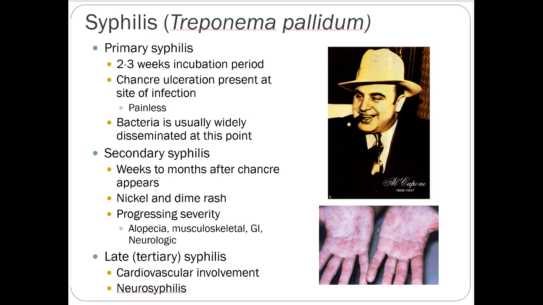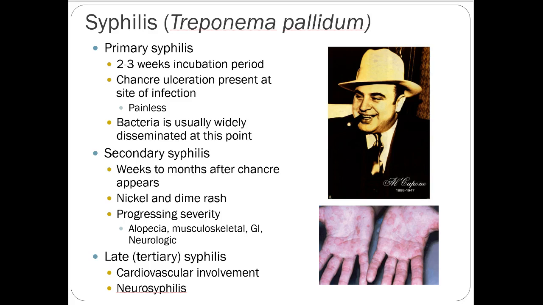Primary syphilis, 2 to 3 week incubation period. Patients get something called a chancre, I think is how you pronounce it. It's an ulceration present at the site of the infection. It's apparently painless, so people might not notice it, especially if it's in a place they can't see. Bacteria is widely disseminated at this point, so if you have the chancre, you need to be treated.